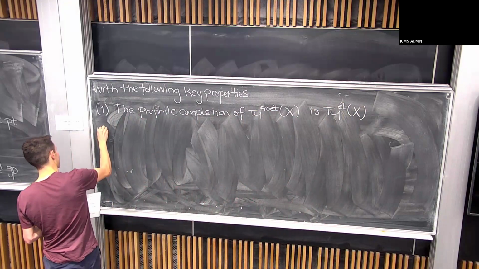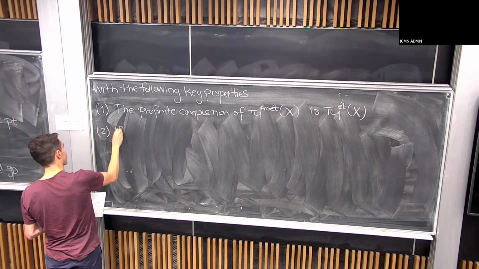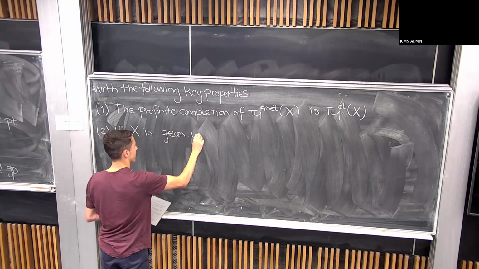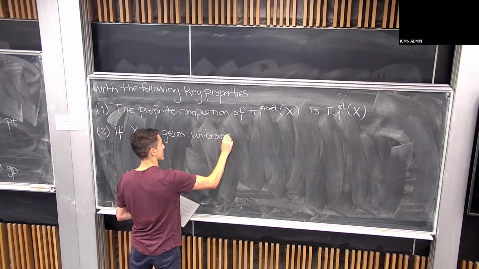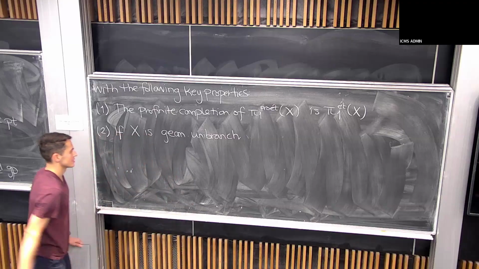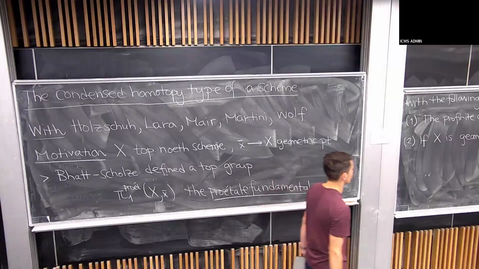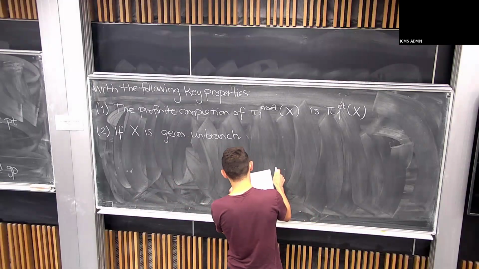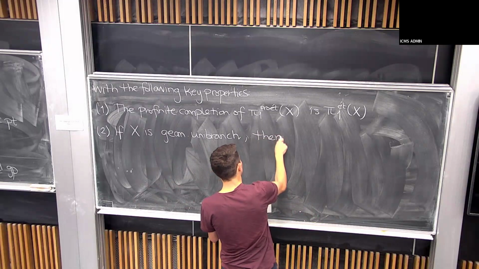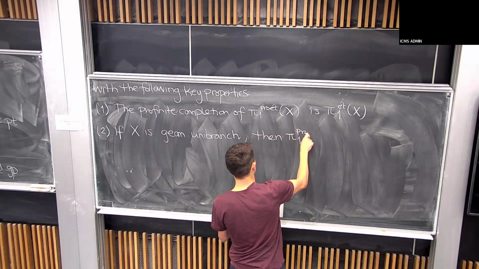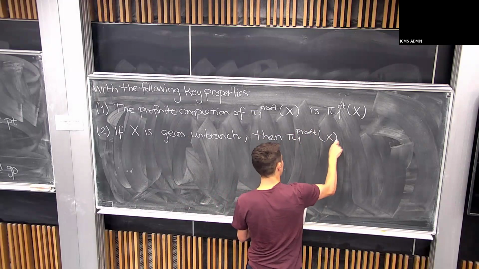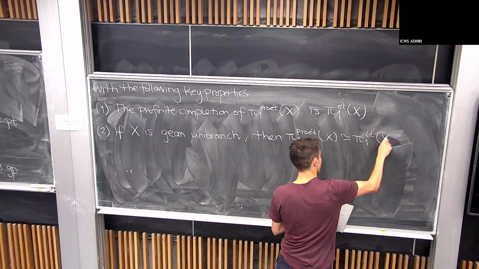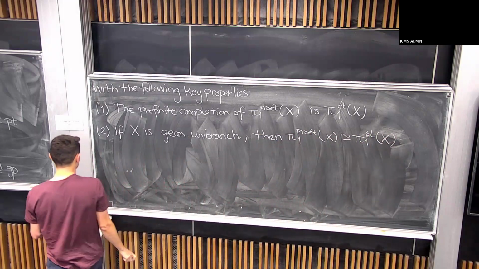And second, if X is what's called geometrically unibranch, such an example is if you're smooth over a field, so any kind of reasonable type of scheme, then these two guys actually already agree. But they don't in general.